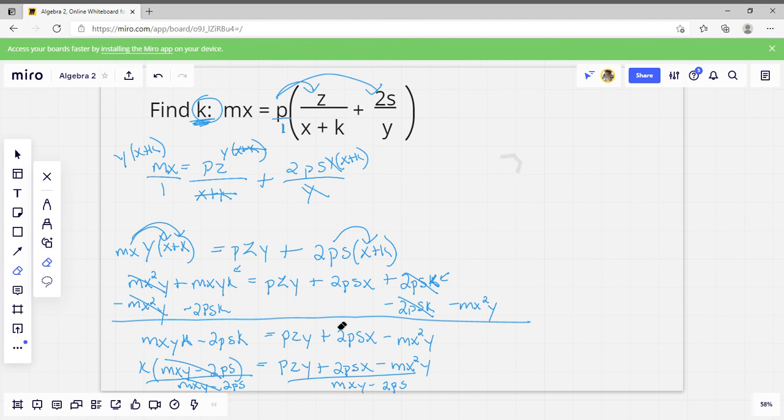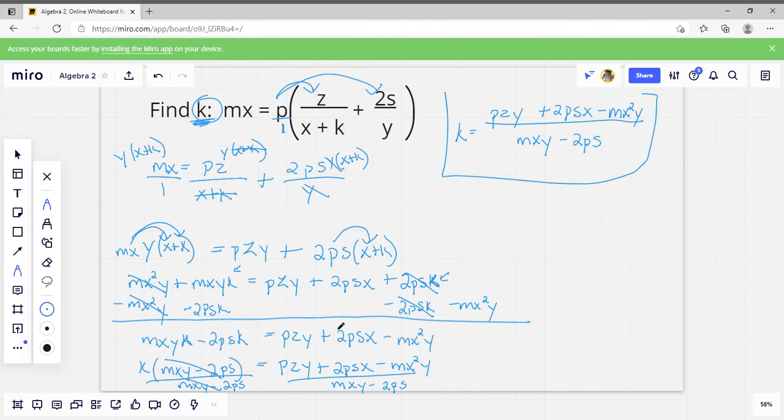So when I write the answer, it's going to look like this. k equals pzy plus 2psx minus mx squared y over mxy minus 2ps. And that is the answer to the practice problem.